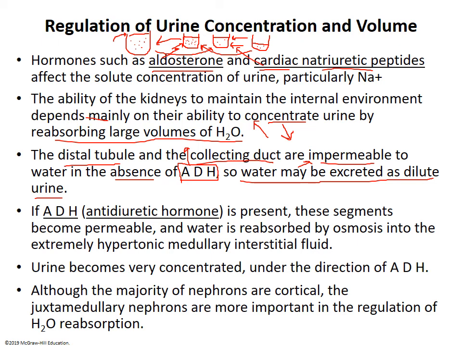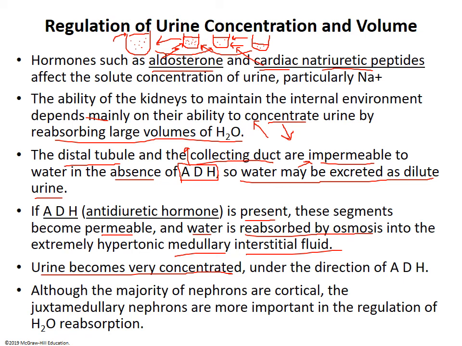So if antidiuretic hormone is present, these areas are going to be permeable to water. And it's kind of weird. I know this book doesn't really say it, but they're called aquaporins. Antidiuretic hormone opens up aquaporins, little water holes. And so the water will leak out and be reabsorbed by osmosis into the interstitial fluid in the renal medulla area. And so when this happens, urine becomes very concentrated because it is pulling the water out, but the solutes aren't leaving.